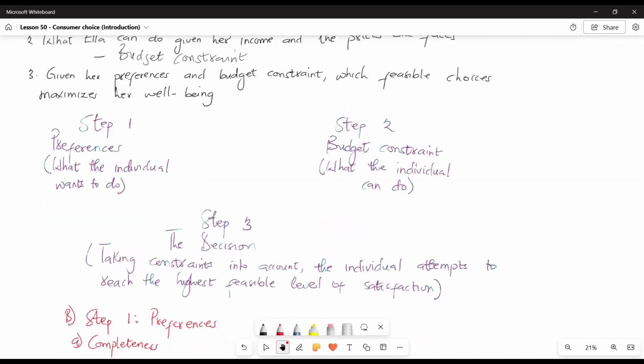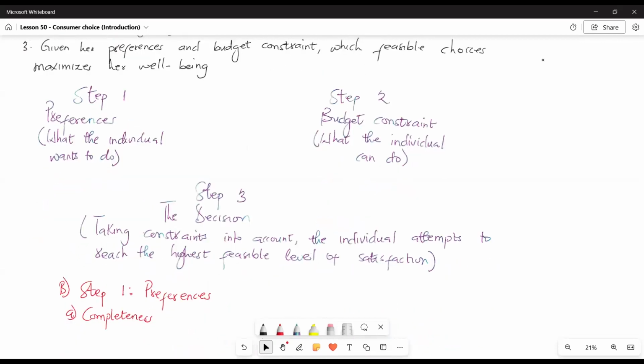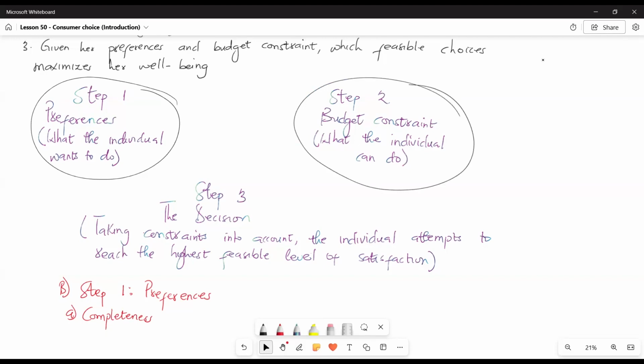So the steps involved in making this decision are: the first is, we want to know your preferences. So I like apples, I like bananas, I want chocolate, I want pizza, I want rice, but I like apples more than I like bananas, or I like pizza more than I like rice. So you have loads of options, and then some things that you prefer over other things. Then the next step is your budget constraint.